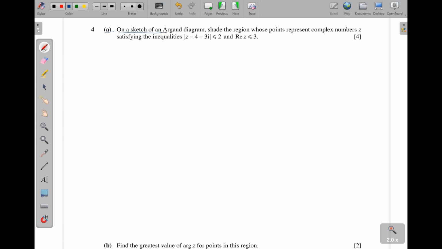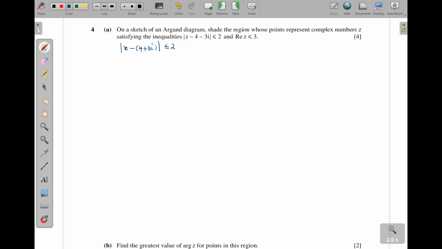On a sketch of an Argand diagram, shade the region whose points represent the complex number z, satisfying the inequalities: the modulus of z minus 4 minus 3i is less than or equal to 2, and the real part of z is less than or equal to 3. Now, here I'm going to create a negative, okay? So we shall have the modulus of z minus 4 plus 3i, which is less than or equal to 2.